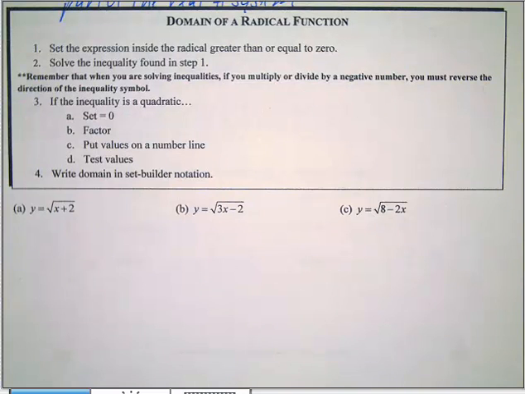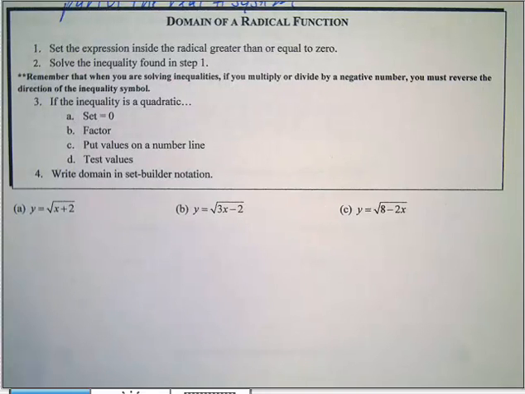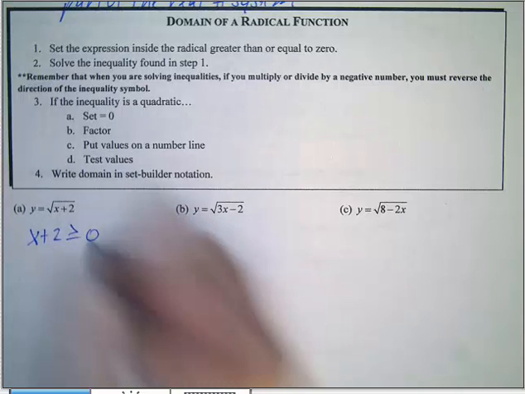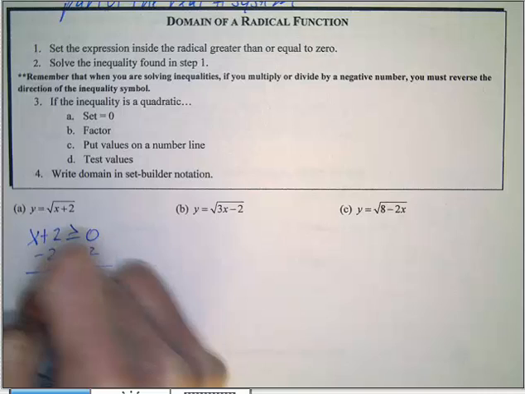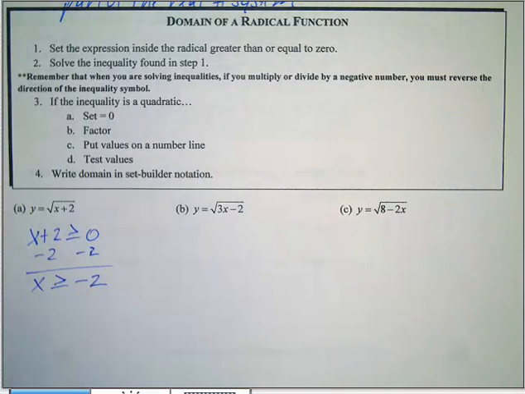So the first one says y equals square root of x plus 2. So set the expression inside the radical greater than or equal to 0. So x plus 2 is greater than or equal to 0. Therefore, subtract 2 and subtract 2. X is greater than or equal to negative 2.